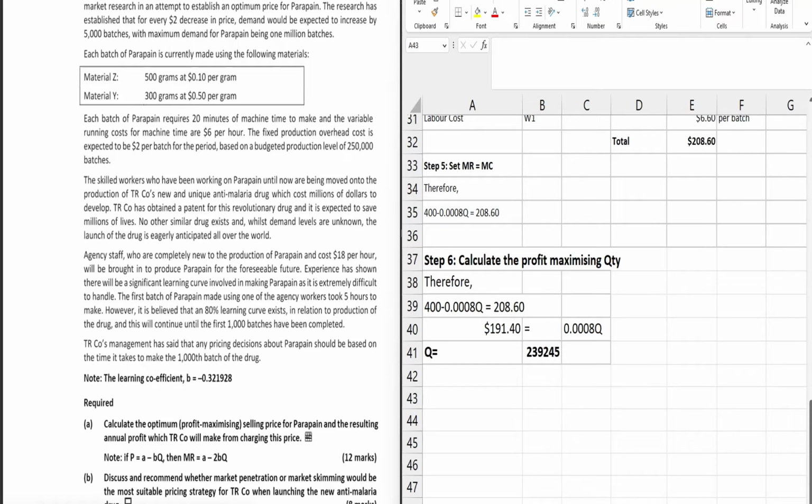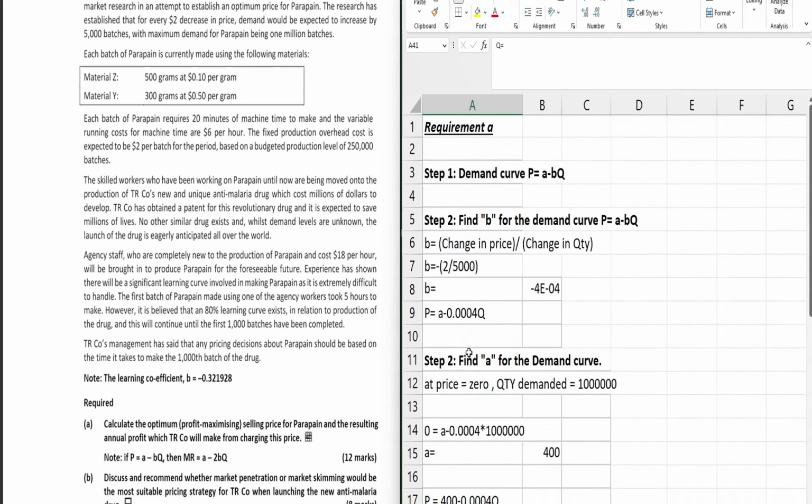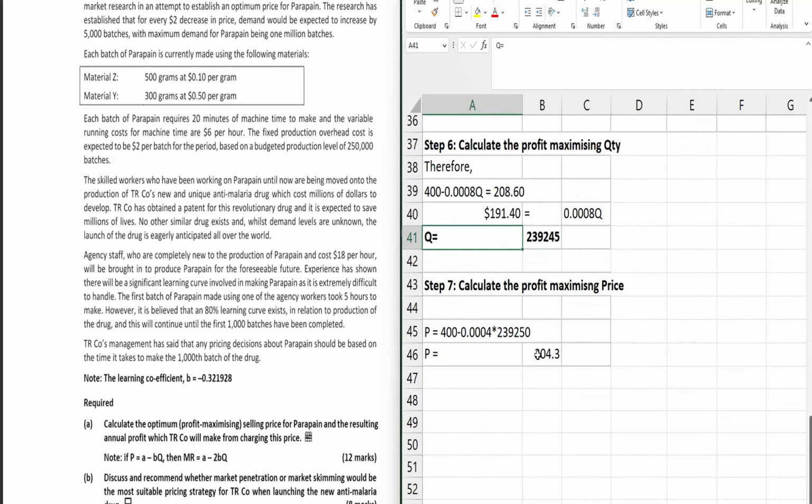और अभी क्वेश्चन खत्म भी नहीं हुई है, because question says to calculate the selling price, we only calculated the quantity but now we need to calculate the selling price. And वो कैसे calculate करेंगे? Now we will put this value of Q in the step 1 and we can find it out. So we already know the A, we already know the B and also we calculated the Q. We can easily get the value of P, and which is 304.3.